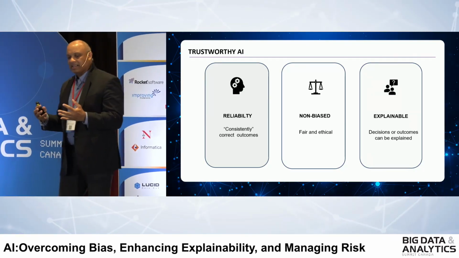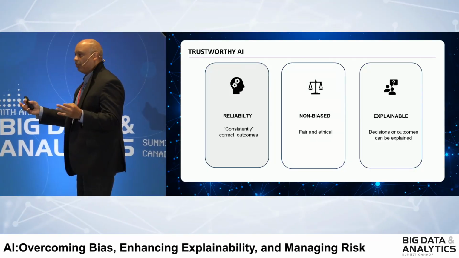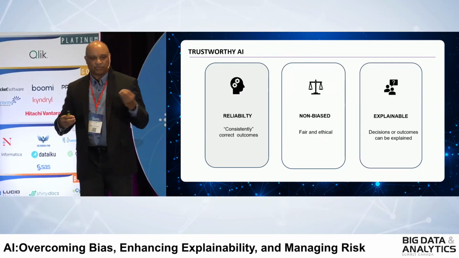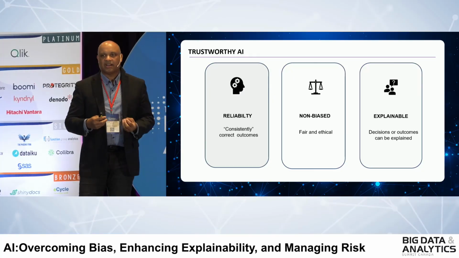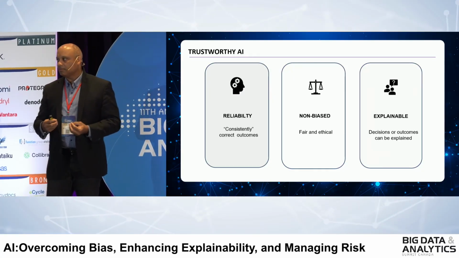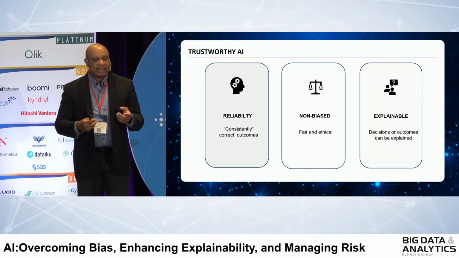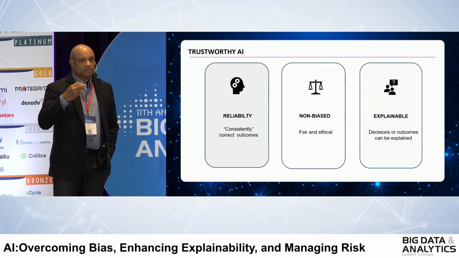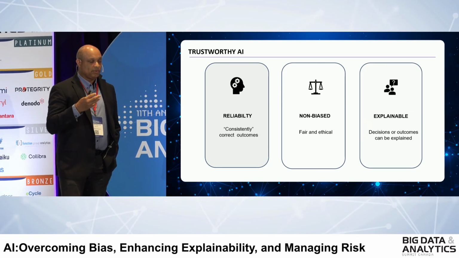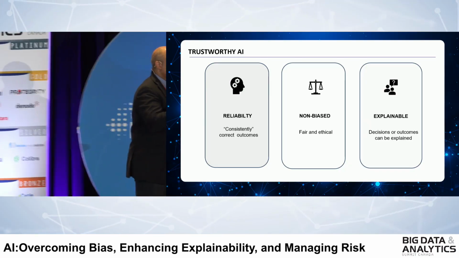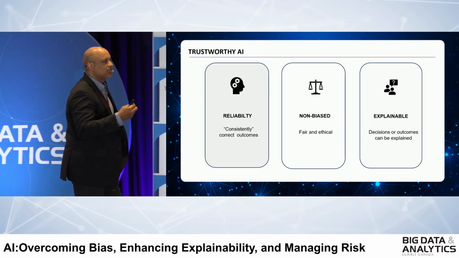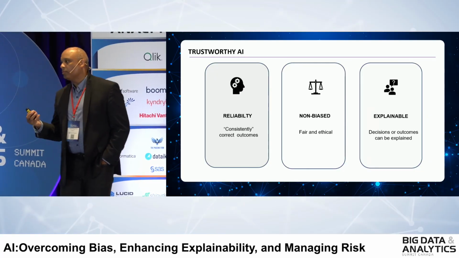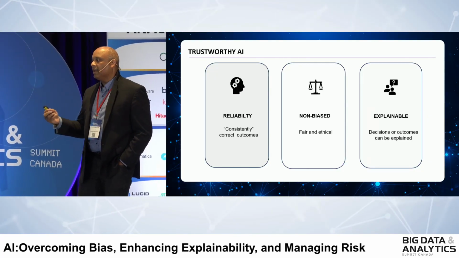The non-biased side says it has to be fair and ethical. So in other words, it shouldn't give you responses that are biased against race and ethnicity and all that other stuff. And that's actually a fairly difficult problem to solve. And it has to be explainable. So we have to be able to say, well, maybe to the government, or if you're a highly regulated industry, this is why the model actually produced this outcome. So these three things constitute what we call trustworthy AI.